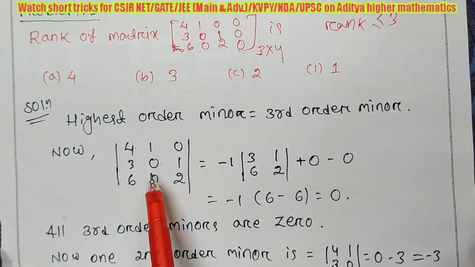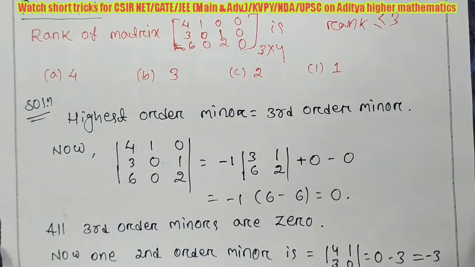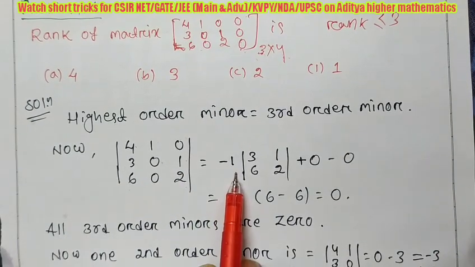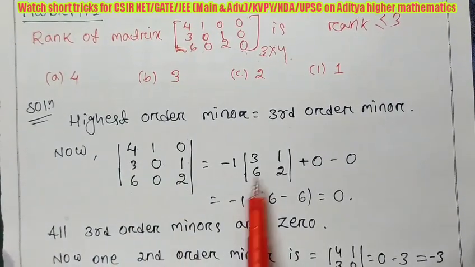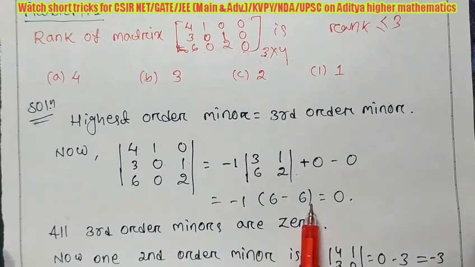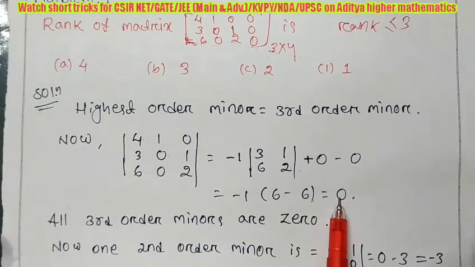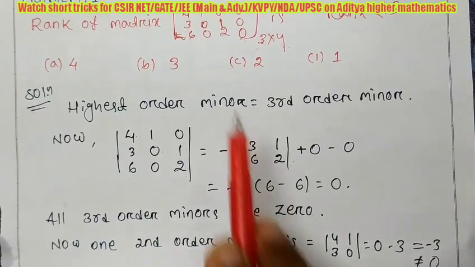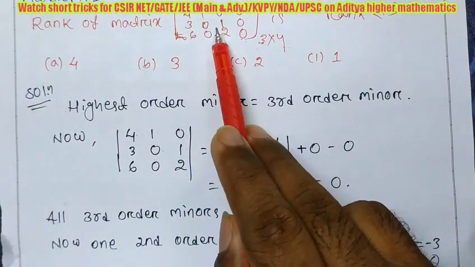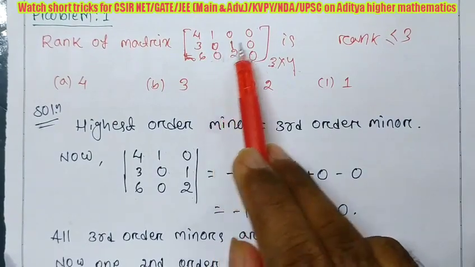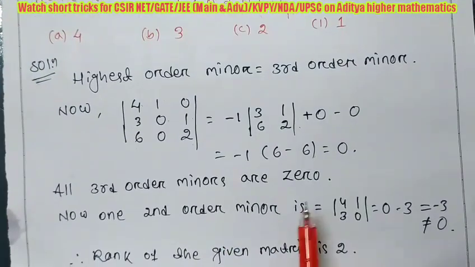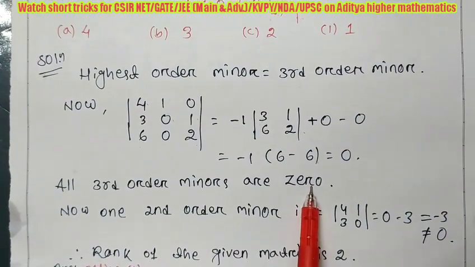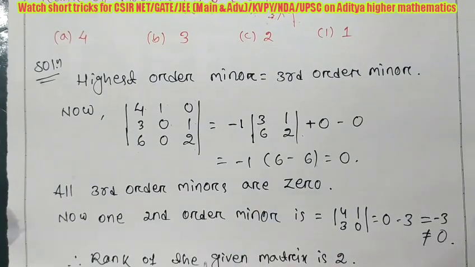So we are getting, you see I am expanding along the second column. So now it is minus 1, and excluding its row and column, 3, 1, 6, 2. So now it is coming 6 minus 6, which is 0. That means all third order minors are 0, because if I include the third column with the other two, then obviously its value is 0. So we have concluded that its third order minor value is 0, so its rank is either 1 or 2.